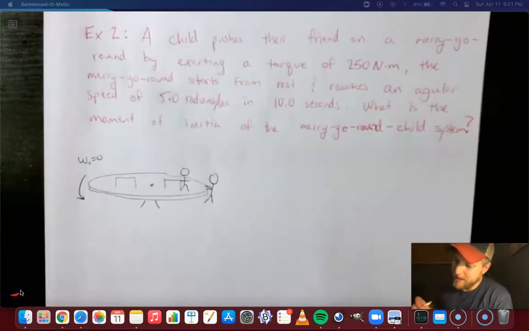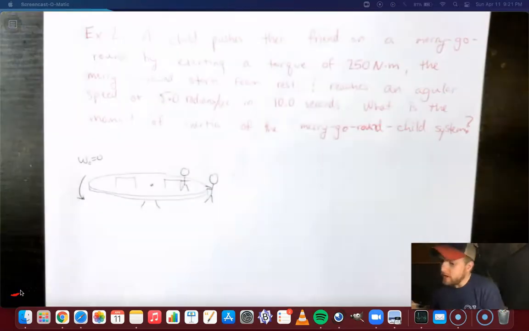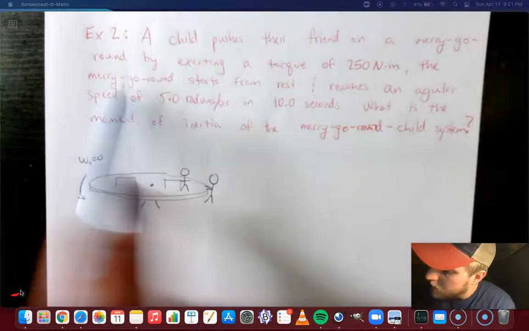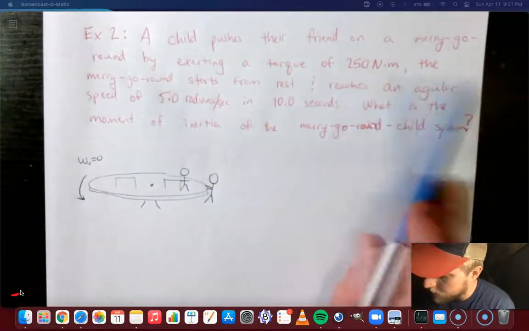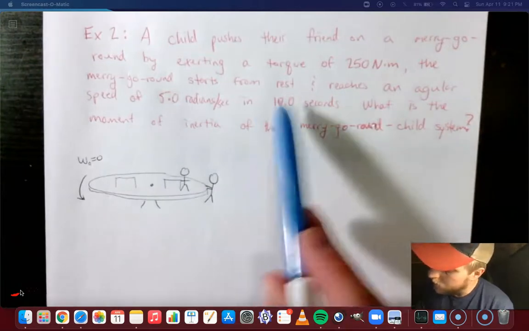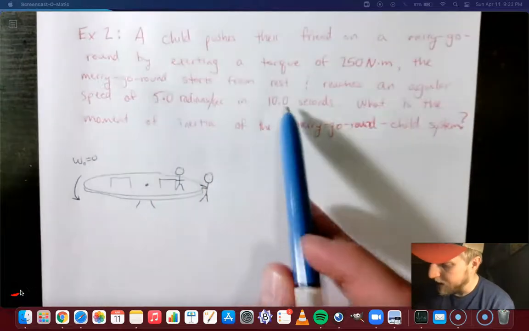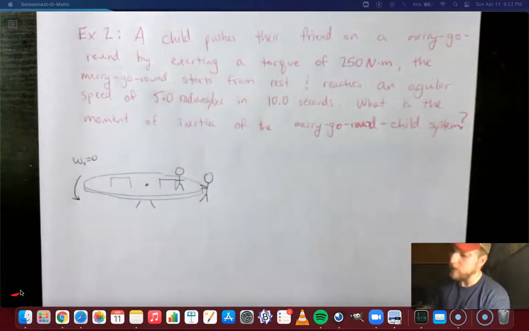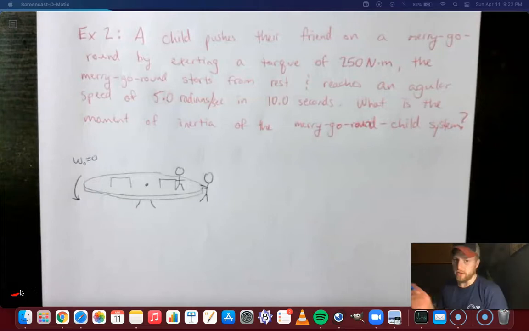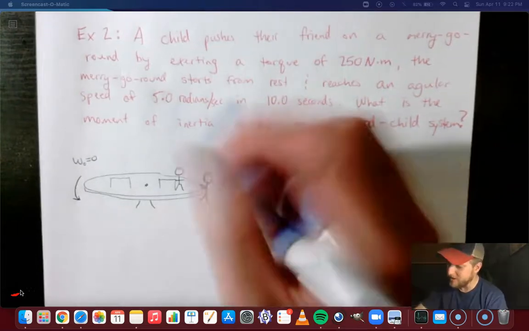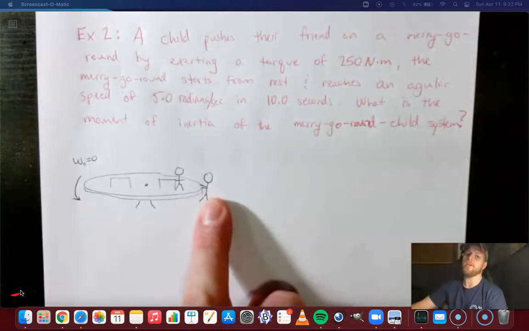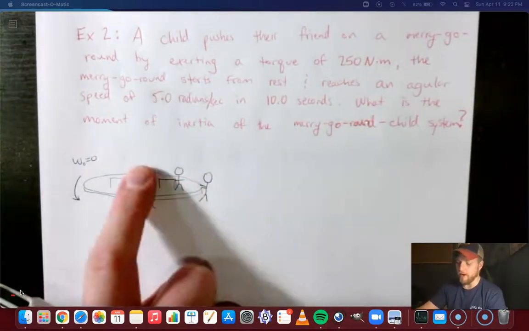Alright, so a second example, we're going to use the other way we can determine something's moment of inertia. It says a child pushes their friend on a merry-go-round by exerting a torque of 250 Newton meters. The merry-go-round starts from rest and reaches an angular speed of 5.0 radians per second in a time of 10 seconds. What is the moment of inertia of the merry-go-round child system? So probably a pretty familiar playground situation.